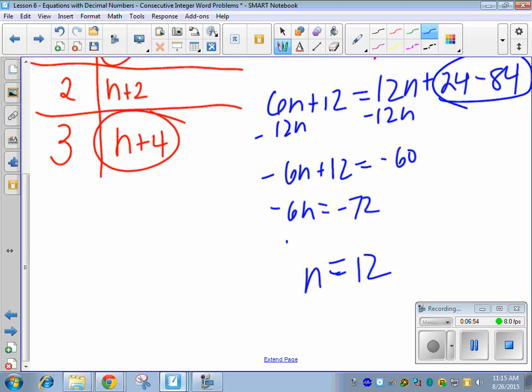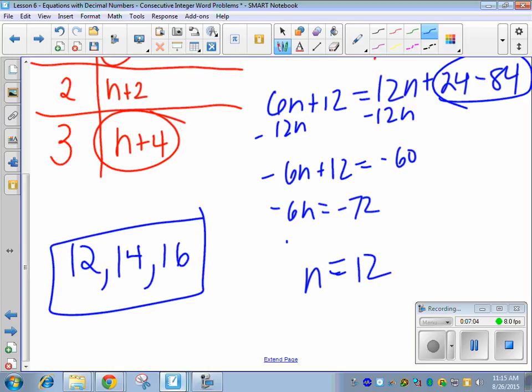Now, everybody always forgets, and it's worth like 2 more points always on the test, so don't forget to go back here. We actually need 3 answers, right, that are 2 away from each other. They're evens. If you get a decimal on this, is that right? No, because it says integers, right? And also make sure you got even integers in your answer because it said even integers.